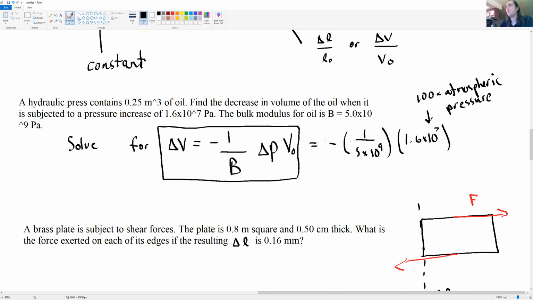Okay, so delta P is this value here, and V0 is 0.25 cubic meters, so we don't need to convert that. All right, what do we get when we crunch the numbers? I believe the people who put their answers in the chat were correct on this one: minus 8.0 times 10 to the minus 4, and that is meters cubed for the units. We'll box this in orange here.